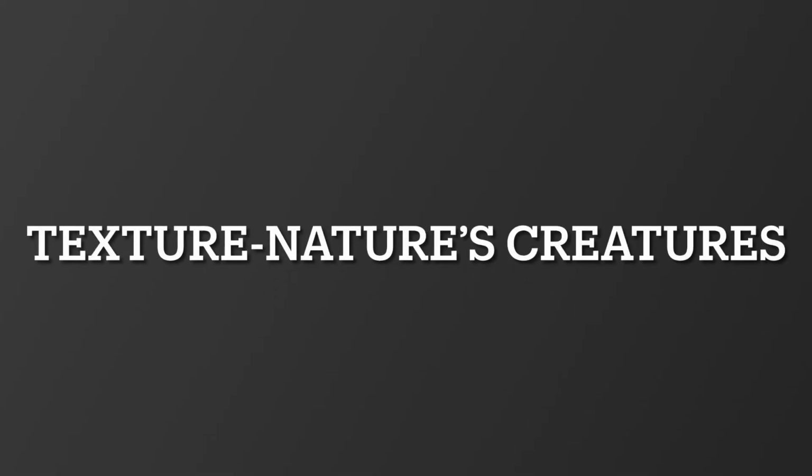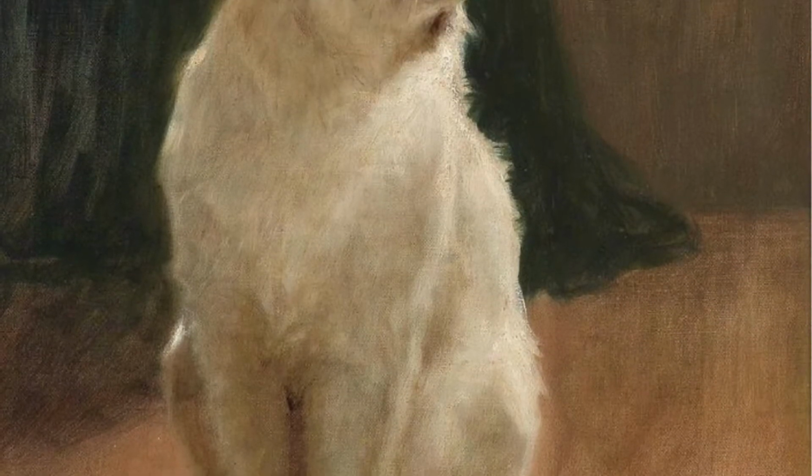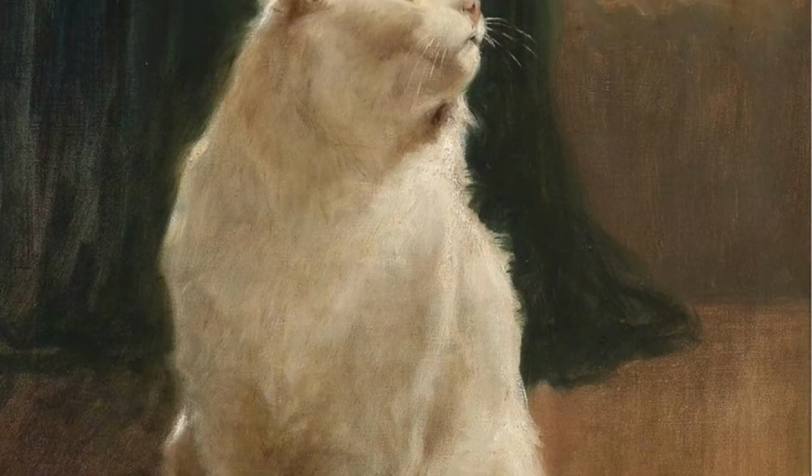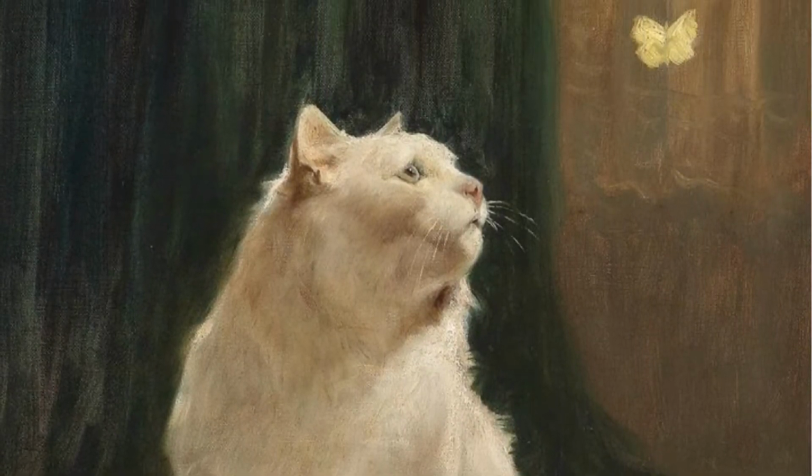Texture is how something feels or how it looks like it feels. When you pet a cat and feel its fur, it might feel soft, silky, smooth, or furry. That's its actual texture. When an artist creates a drawing or a painting, they have to create the illusion of texture. They have to create a texture that you see, and we call that implied texture.